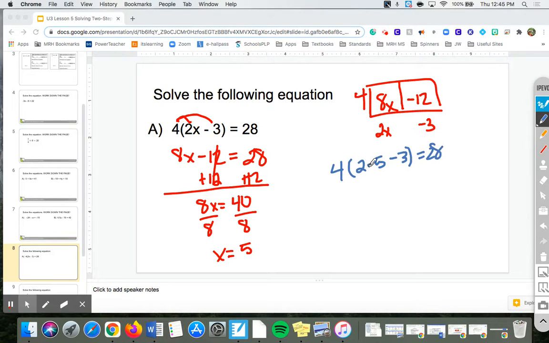So here, since I'm not solving for x, I'm not doing things in reverse order. I can use the order of operations like normal. So I'm going to evaluate what's inside parentheses first. So 2 multiplied by 5 is 10. 10 minus 3 is then 7. So then I'm checking, okay, is 4 multiplied by 7 equal to 28? It is. So I get 28 on both the left and the right side of my equal sign, which means that I am correct. So that's solving an equation that involves the distributive property.